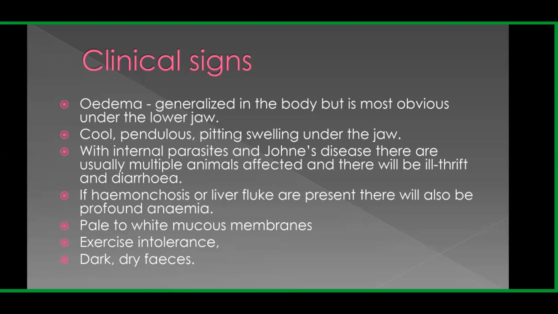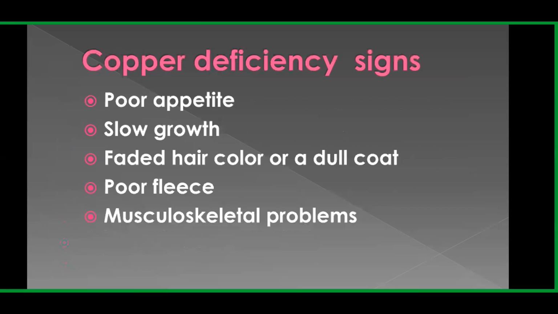So there is a FAMACHA chart or card available with which we can hold the card against the visible mucous membrane, particularly the conjunctival mucous membrane, and then we can compare and say what is the percentage of anemia in that animal. Then, since there is anemia, the animal will have exercise intolerance. And again, there will be dark, dry feces in case of Haemonchus, as I said.